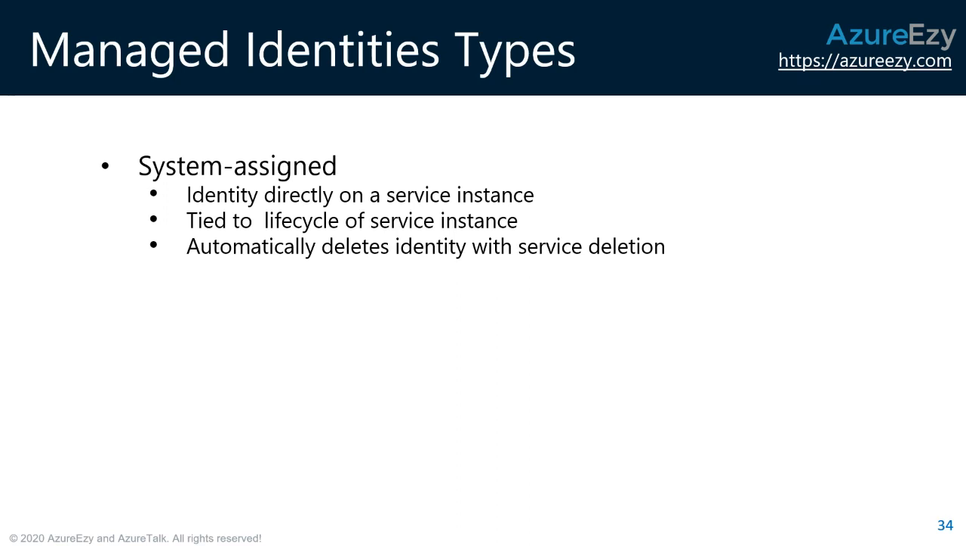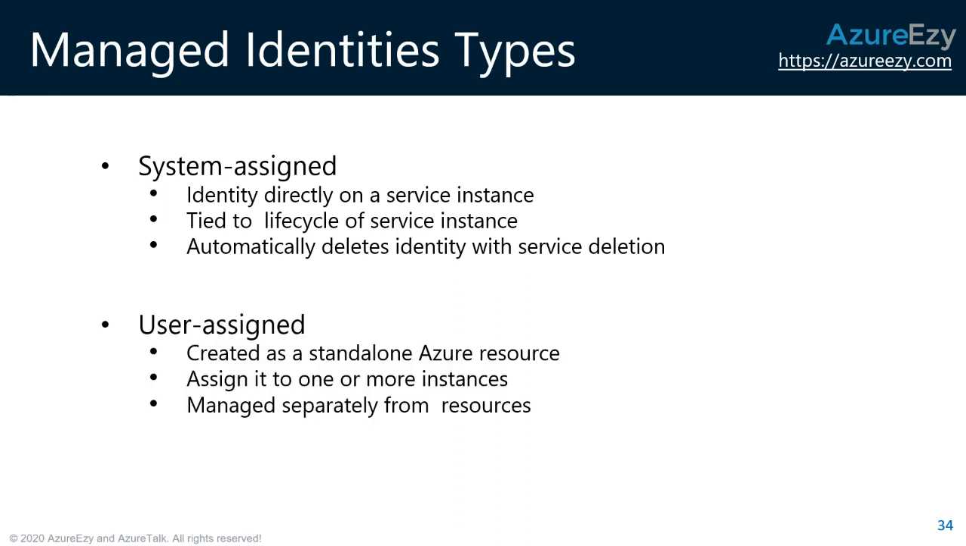So if I have an identity associated with some service instance, one system assigned identity can be assigned to one particular service instance only, and it is tied to the lifecycle of that service as well. If that service is deleted, the system assigned identity will also be deleted. You cannot use the system assigned managed identity for multiple service instances. If you have that kind of requirement, you should go with the user assigned managed identity.